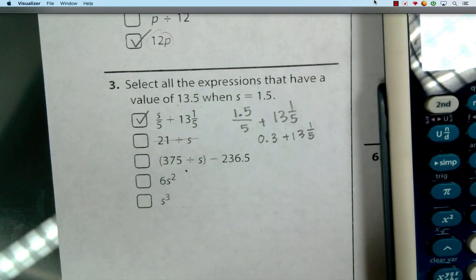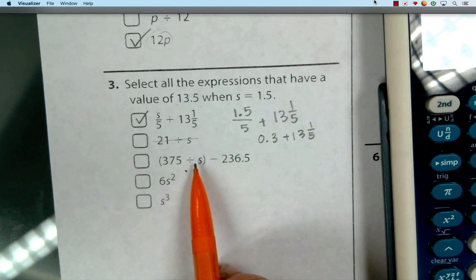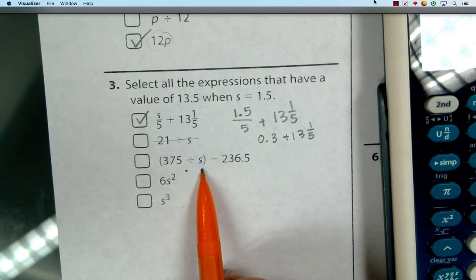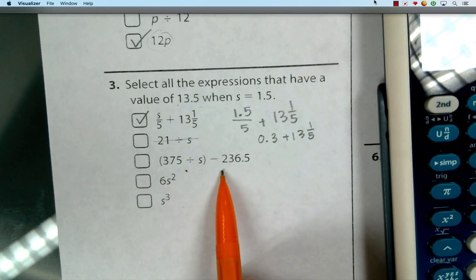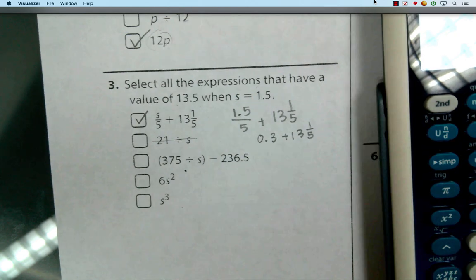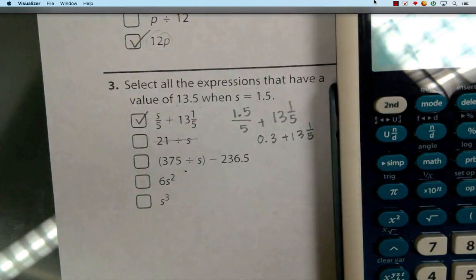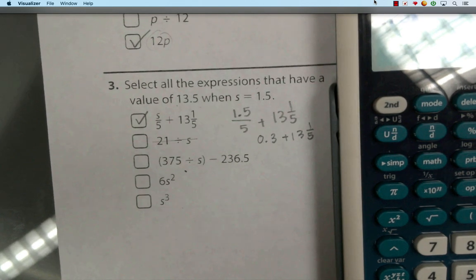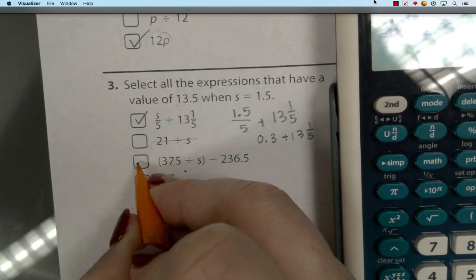Okay. Then I have in parentheses 375 divided by S, which is 1.5, minus 236 and 5/10. So I'm going to start with my parentheses, which is 375 divided by 1.5, and I get 250 minus 236 and 5/10, which is 13 and 1/2.